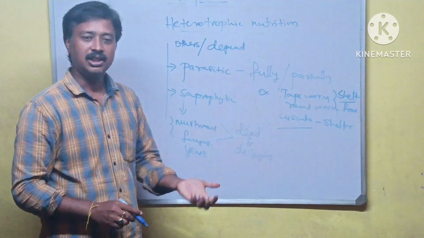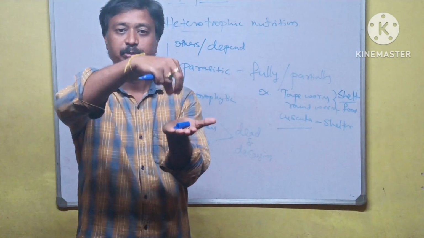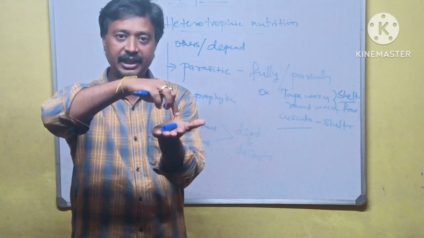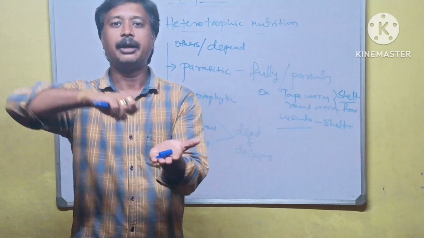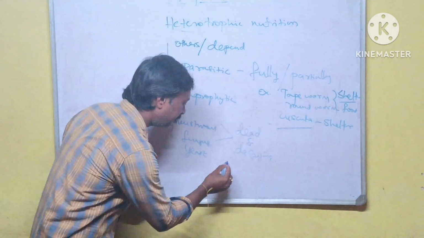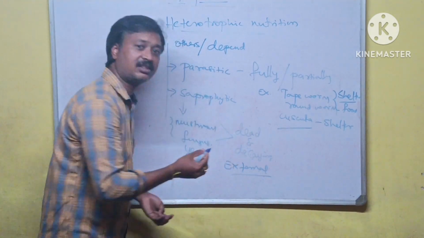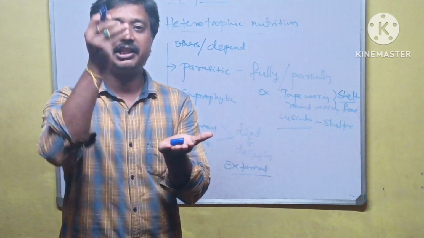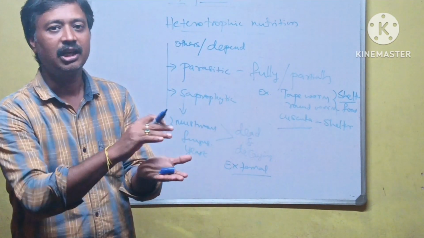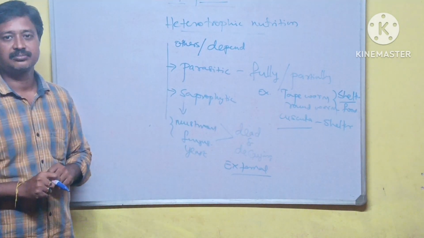That means, think of a dead body: it puts a liquid on it, the liquid digests it, and then it absorbs. Digestion will be external. Outside the body, it digests by producing juices on the food and then absorbs it. It is saprophytic nutrition. Any doubt?